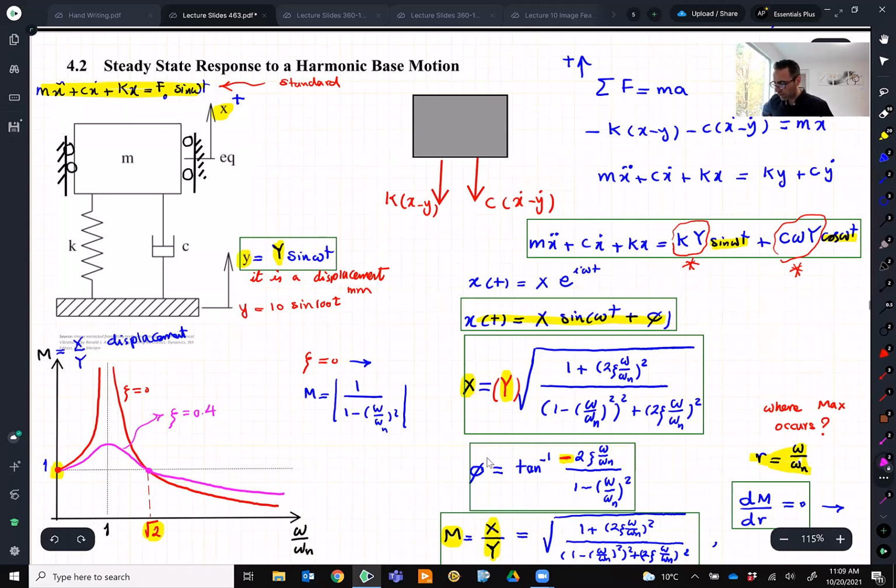Put a square root of 2 here in this function. You will see this value becomes 1. So numerator and denominator become the same, and you would get M equal to 1. So no matter what zeta is, if it is 0, it is 0.4, still at a square root of 2, the value is 1. But here is an important thing to pay attention to.